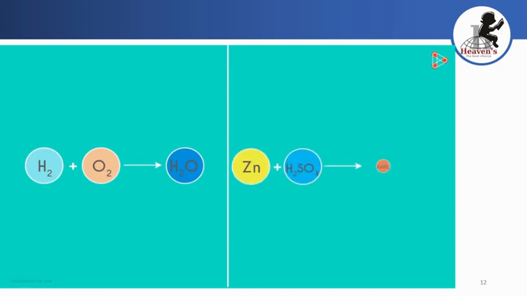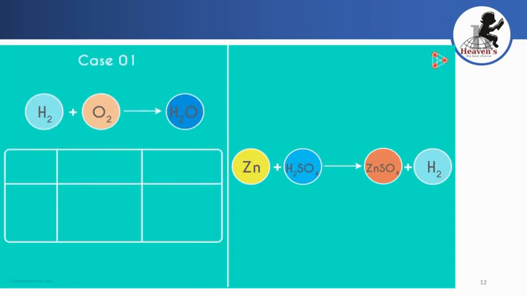Let's take one more chemical equation. Zn plus H2SO4 gives rise to ZnSO4 plus H2. This is the second chemical equation. Now see the reactants and products, the number of atoms on both sides. First, the elements. What are the elements present in the equation? Hydrogen and oxygen.